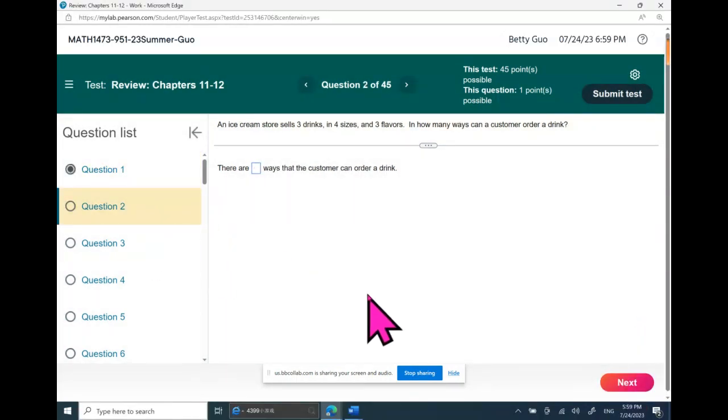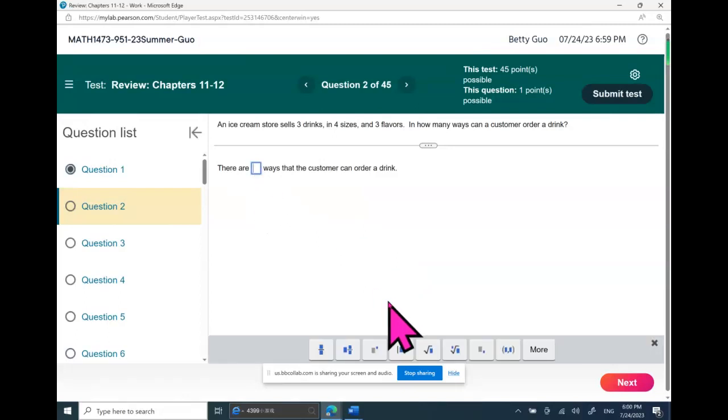Question number 2. An ice cream store sells 3 drinks in 4 sizes and 3 flavors. In how many ways can a customer order a drink? Same as earlier, this is an application of the fundamental counting principle. We are going to multiply all the 3 numbers. 3 times 4 times 3, 36.